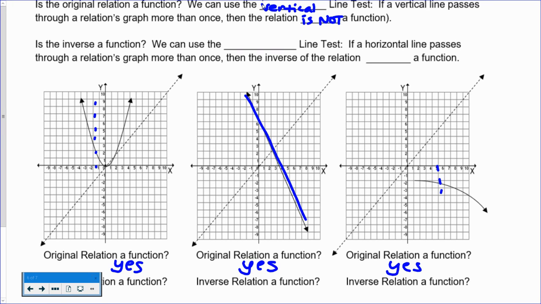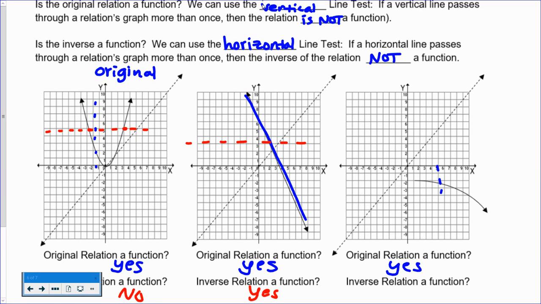Now, is the inverse a function? We can use a horizontal line test. If a horizontal line passes through a relation's original graph more than once, then the inverse of that relation is not a function. If I look at my parabola and look horizontally, it would pass through more than one point. So the inverse of a parabola would not be a function. Horizontally, any line would pass as long as we don't have horizontal and vertical lines.